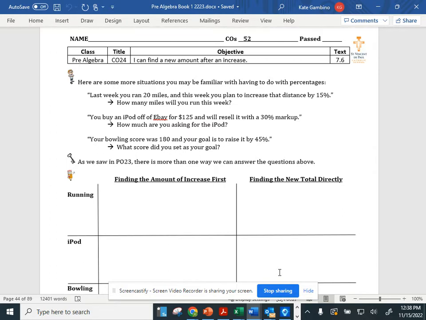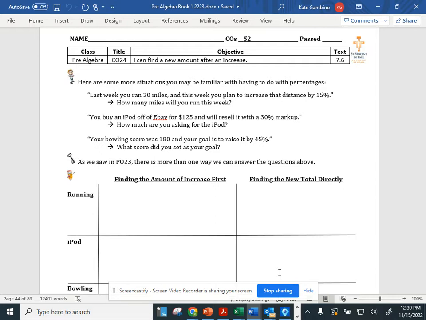Okay, so finding that new amount after an increase. Here are some more situations you may be familiar with having to do with percentages. So we do lots of different types of percentage work in our everyday life. So these might be some things that sound kind of familiar, to give you an idea of what we're working with.